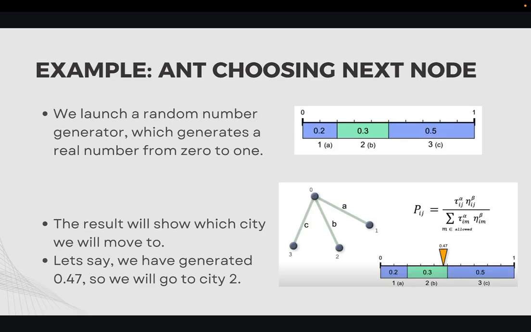Next is the random number generator example. To finalize the movement decision, ant colony optimization uses a random number generator. A random value is generated between 0 and 1 and that value determines which node is selected based on the probability ranges. For example, if the random number generated is 0.47 and that falls within the probability range assigned to node 2, then the ant will move to node 2. This technique ensures exploration and avoids the algorithm getting stuck in early paths.